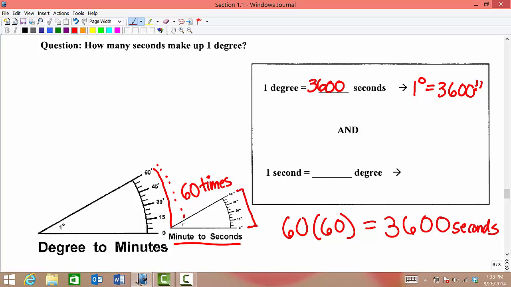And every second, so 1 second, when we look at all these little 1 second pieces, there will be 3,600 of those. So 1 second would make up 1 out of 3,600 degrees. So we have 1 small little piece of the degree. So 1 second equals 1 out of 3,600 degrees. So it's a very, very small fraction of 1 degree.